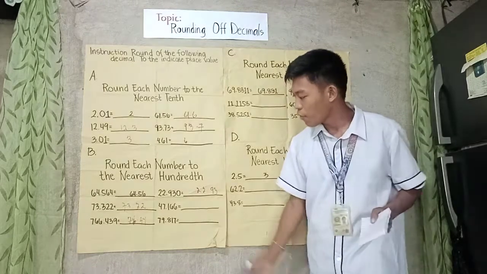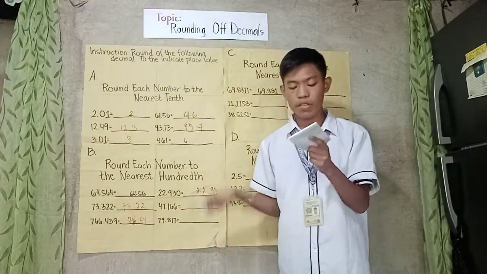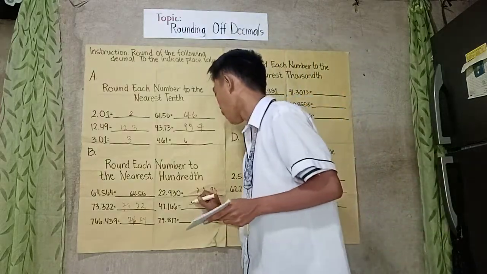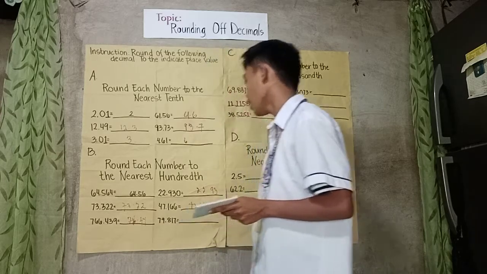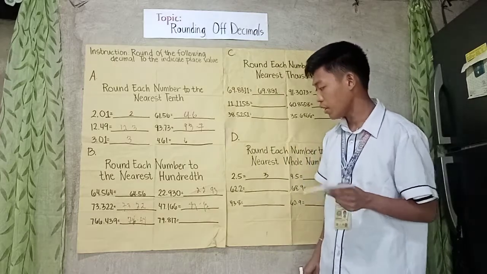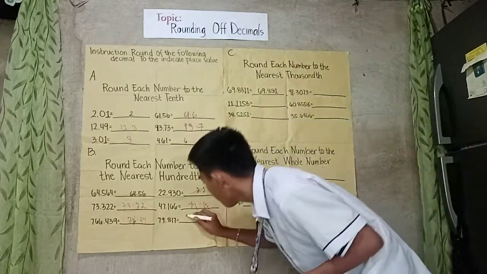Next is 47.166. If rounded off to the nearest hundreds, it will become 47.17. Next is 79.817. If rounded off to the nearest hundreds, it will become 79.82.